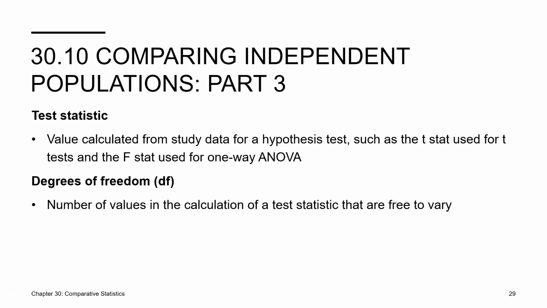And so a little bit more terminology to cover on comparing independent populations. We have a statistic, and we have a test statistic that comes from the analysis. This is the value calculated from study data for a hypothesis test. This could be a t-stat used for the t-test or the F-stat used for a one-way ANOVA. You also have a degree of freedom that is calculated, and this is the number of values in the calculation of a test statistic that are free to vary.